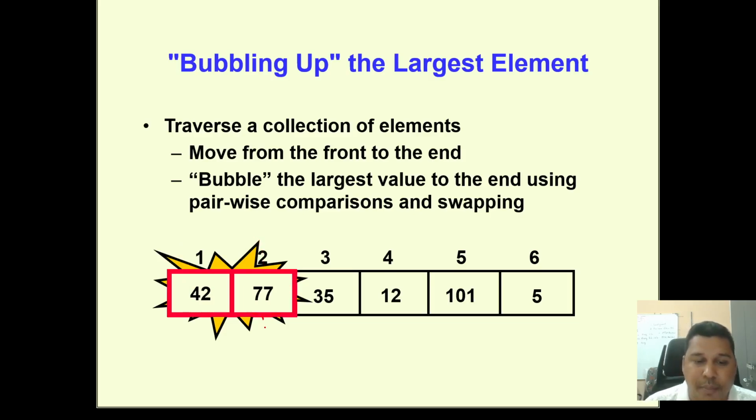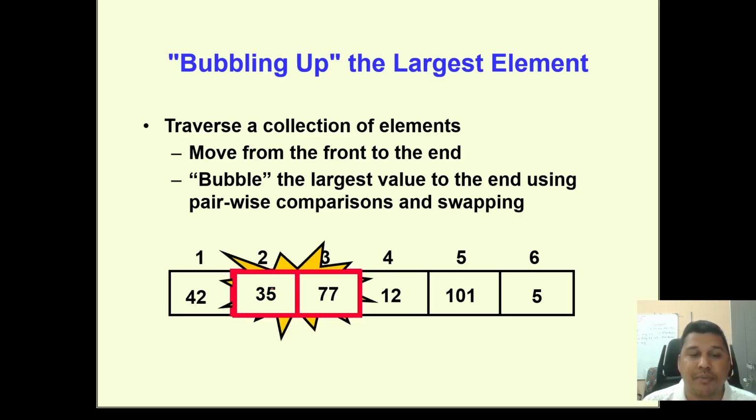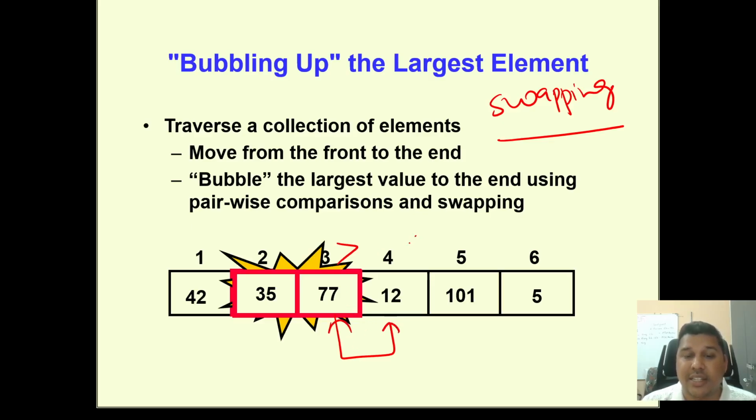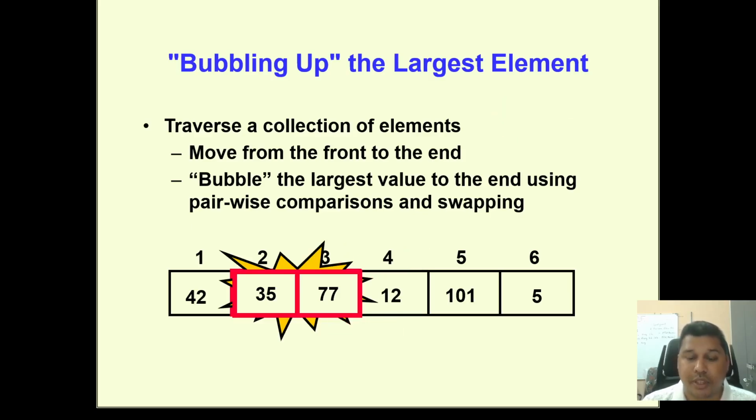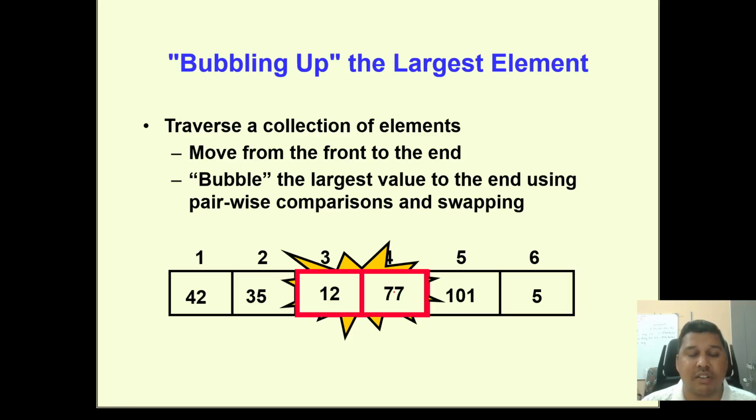Next I have to compare these two elements, 77 and 35. After comparing, I am swapping them, so 35 and 77. Next, you have to compare 77 and 12. This one is greater and this one is less, so you have to swap them. Again I swap 12 and 77. Next, you compare 77 with 101. This is small, this is high, so there will not be any change.